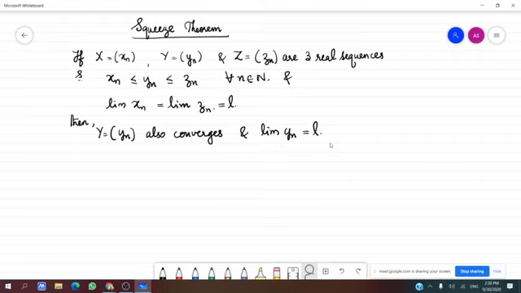Okay, so xn is less than or equal to yn and it is less than or equal to zn for each n in N, and also given that ഈ രണ്ട് സീക്വൻസസും sequence xn and sequence zn are both convergent and converge to the same limit L.